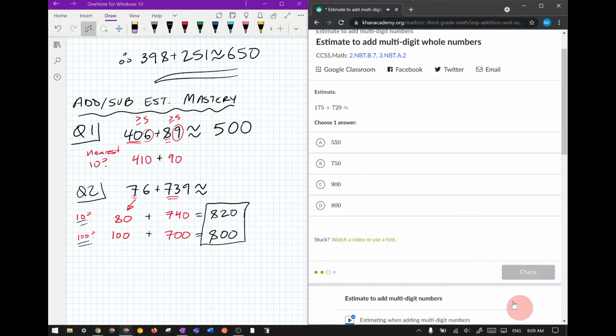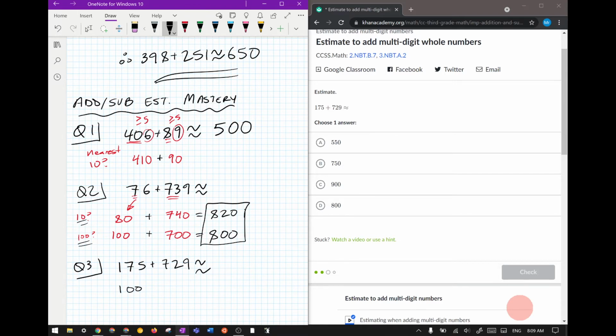Now let's say I go through one of these questions and I am having a bit of trouble with this whole estimation thing. Maybe I don't really know what's going on. And let's say I do 175 plus 729, and let's say I round incorrectly. Let's say I round this down to 100, the nearest 10, and this one I round to 700. That's going to give me 800, which is one of the options here. And that's actually incorrect.